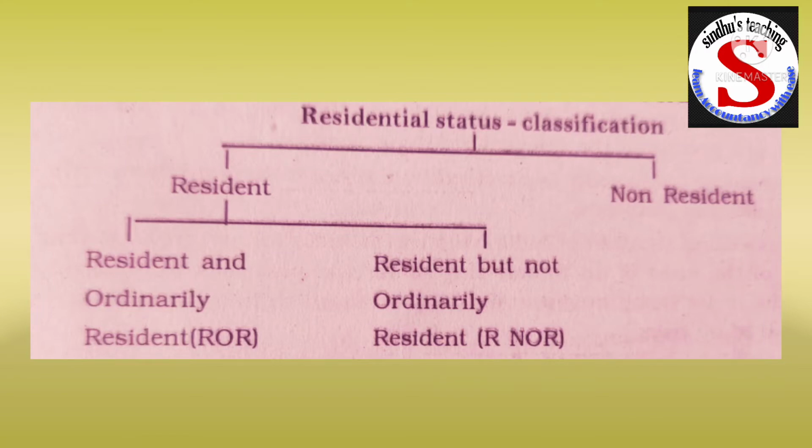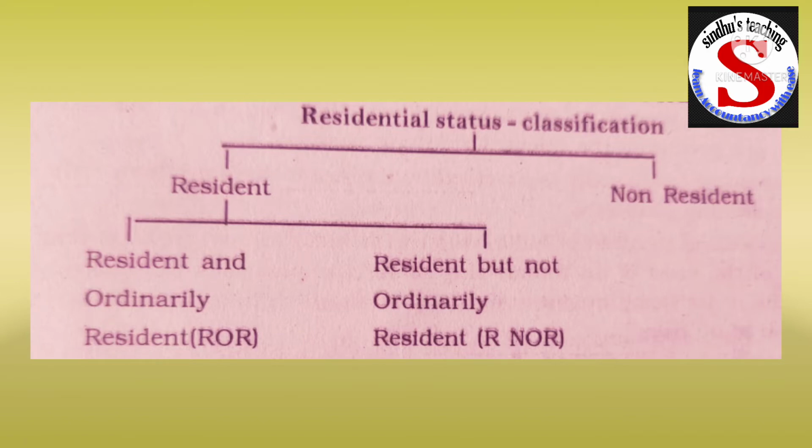Now we have to study what is this residential status and how to determine the residential status of an assessee. So in order to determine the residential status, there are some conditions, some rules, that have to be fulfilled by the assessee. Then on the basis of that we will determine his residential status.